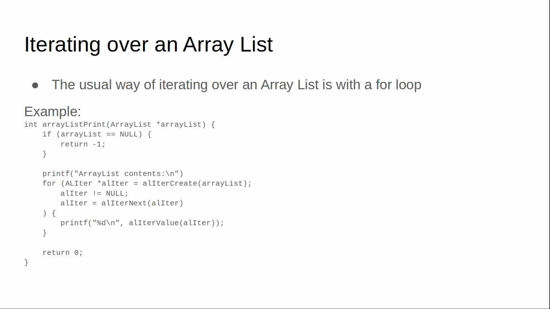And each time that isn't null, each time we get a valid value passing through this for loop, we're going to print out the integer at that value with a new line after it.